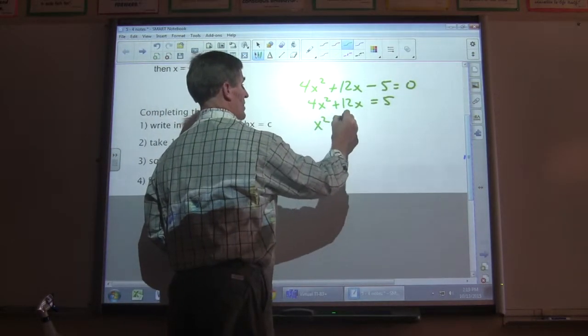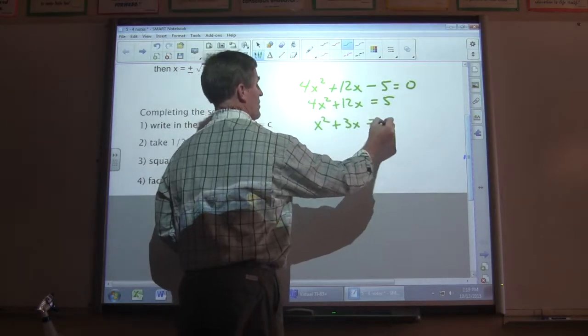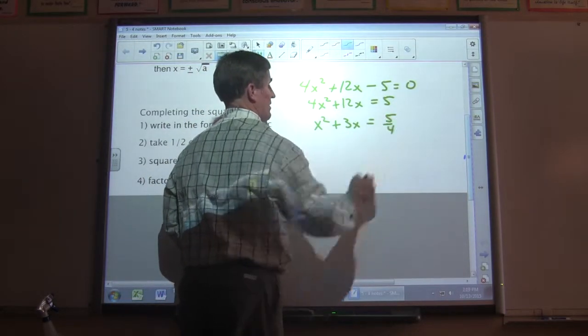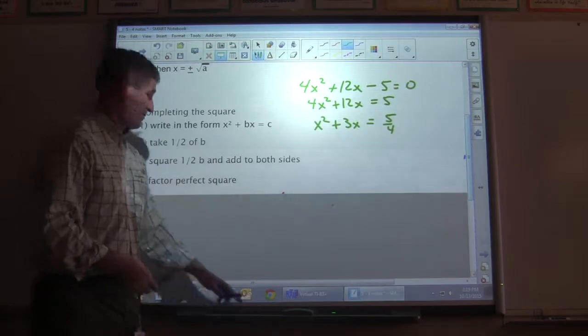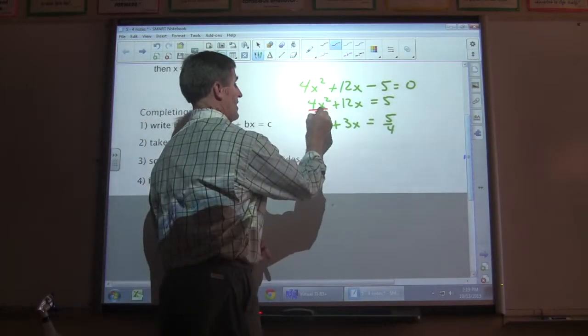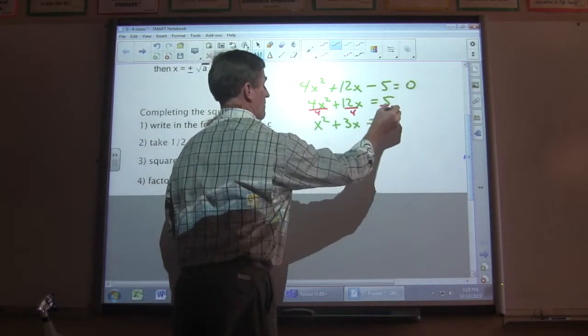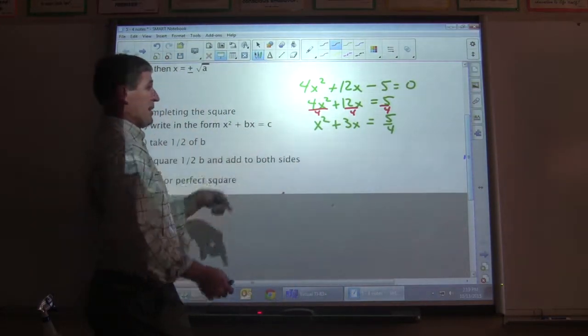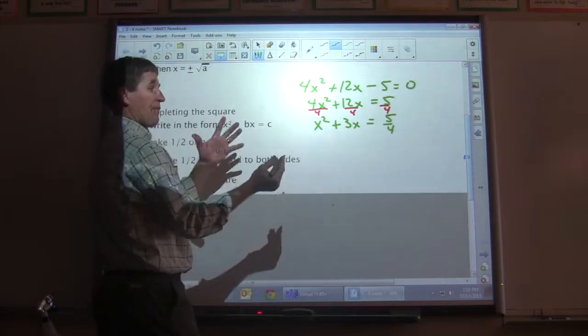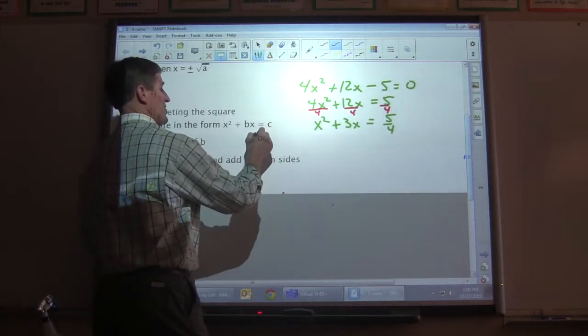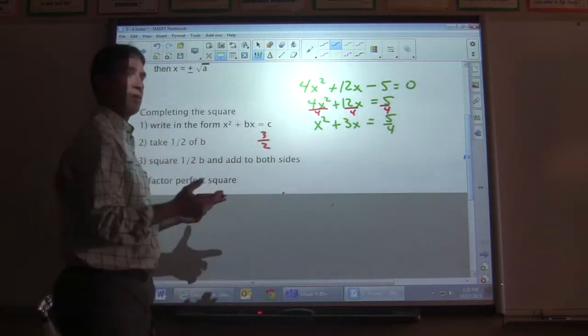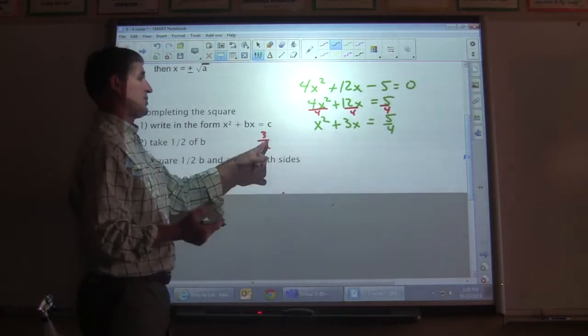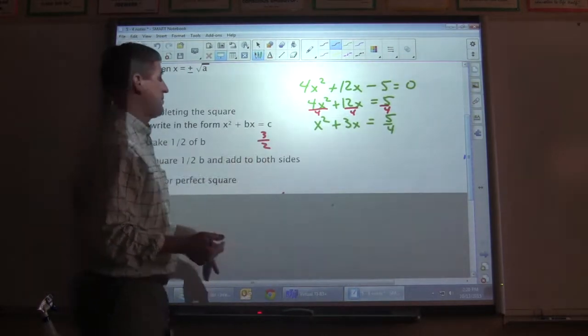So we get x squared plus 3x equals 5 fourths, because I divided, so I've gone through and I've divided everything by 4. So now we do the same thing. We take half of b. Well, now again, we have fractions here. So you can leave it as a fraction or you can do it as a decimal. That's your choice. I usually leave them as fractions because it's easier to square them.